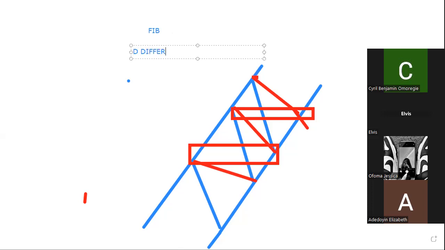Okay, so now let's look at it from a downtrend. The different areas in a downtrend are just the opposite. So, the different Fibonacci levels in a downtrend and how to trade them.